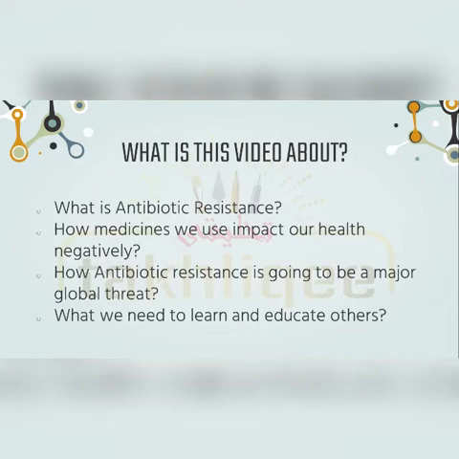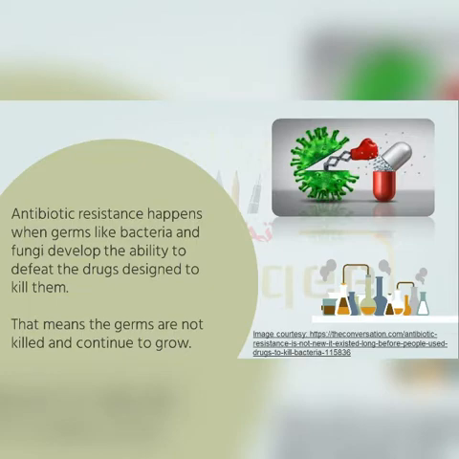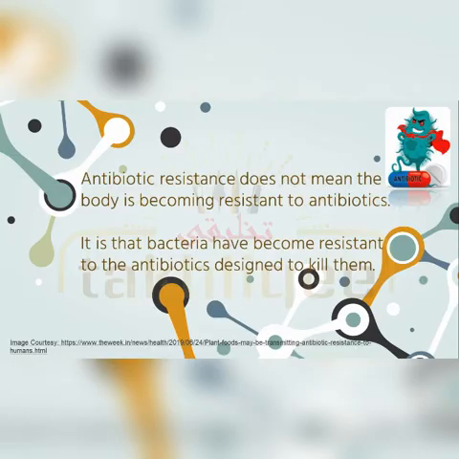Coming towards antibiotic resistance, this is the phenomenon which happens when microorganisms like bacteria and fungi develop the ability to defeat the drugs designed to kill them. This can be done either by changing their physical surface or altering some body molecules to avoid attack of antibiotics. They avoid the killing ability of medicines and thus continue to grow. Antibiotic resistance doesn't mean at all that our body is becoming resistant to these medicines. Instead, the bacteria find a way to cheat antibiotics. Before moving forward, let's learn some key concepts.